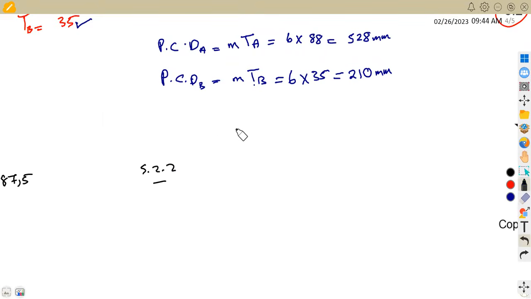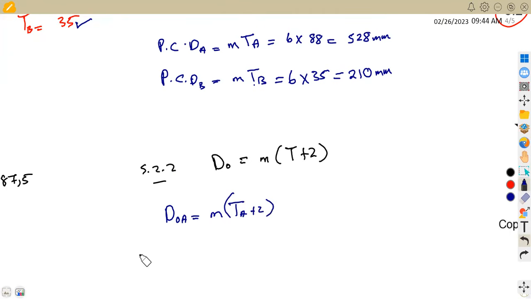5.22. So we need the outside diameters, which is referred to as D. That's outside diameter. So for you to find the outside diameter, the formula is the module times T plus 2, where T is the number of teeth. So if you are to calculate the outside diameter for gear A, it is going to be the module times the number of teeth for A plus 2. If you are to calculate for B, it is going to be the module times the number of teeth for B plus 2, just like that.